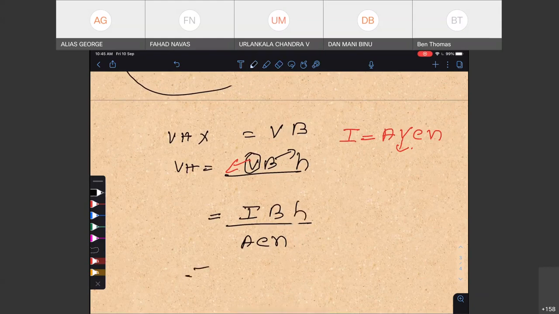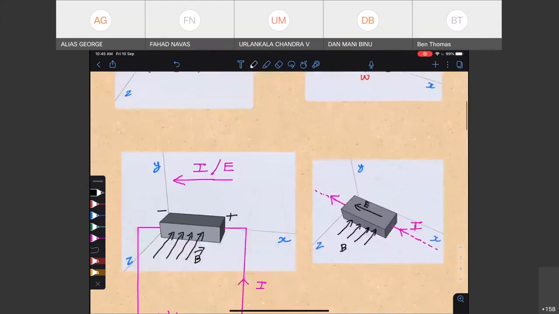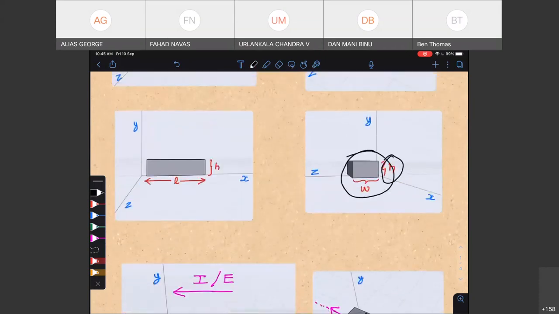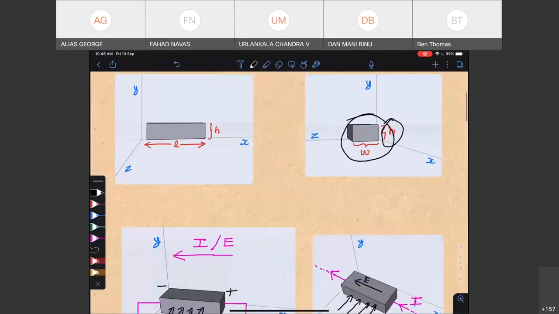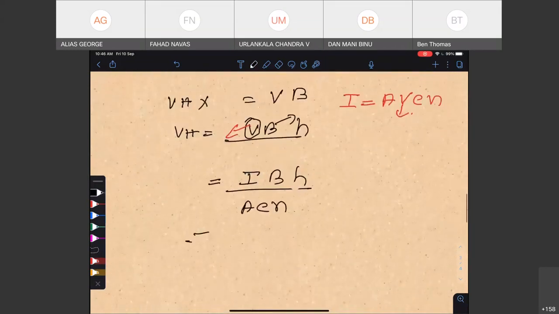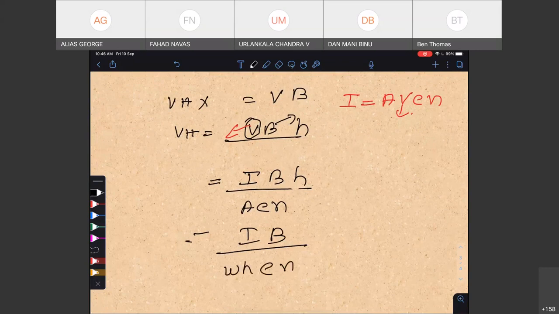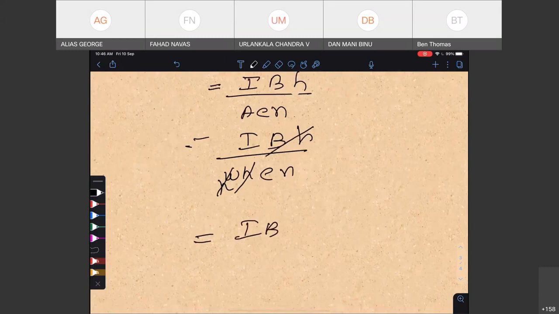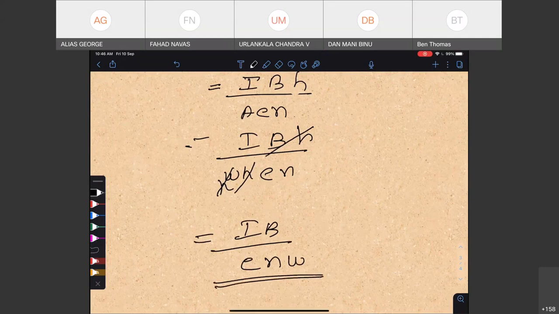Okay. So what is our area here? Fahad, what is the area? It is W into height, right? Yes. So in short, we can write this WH into E. We can cancel this, sorry. And we can write this IB by EN, EN into this W is there. Okay. This is our equation for the Hall voltage.